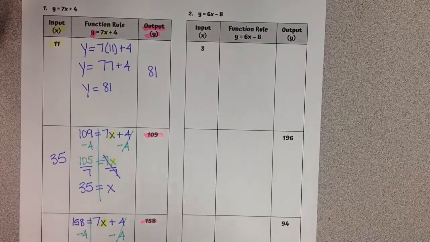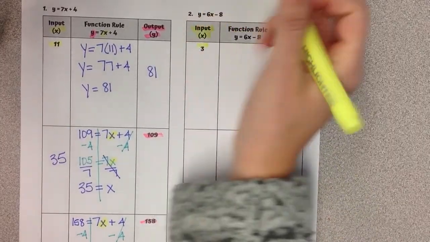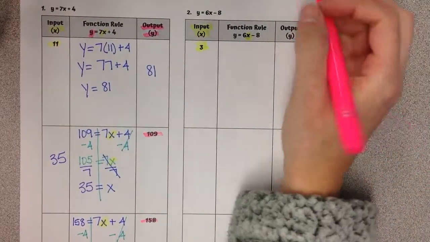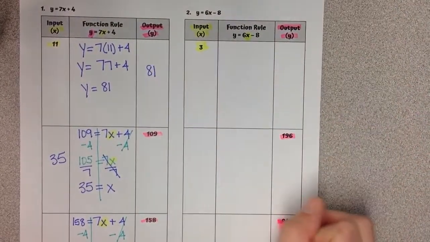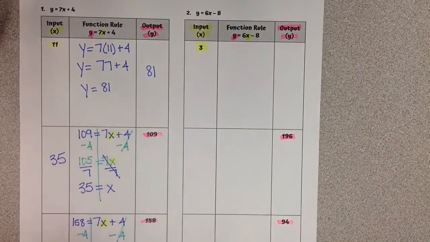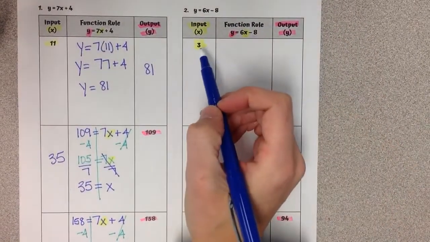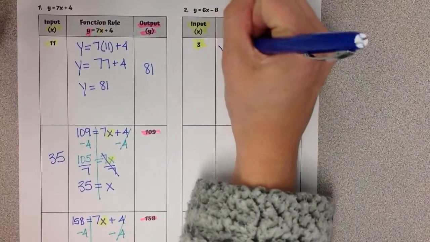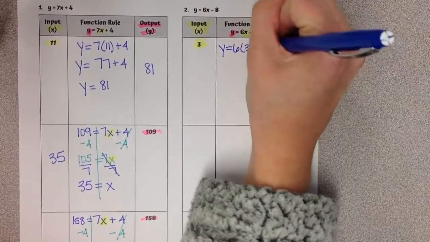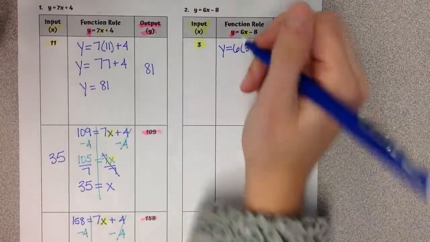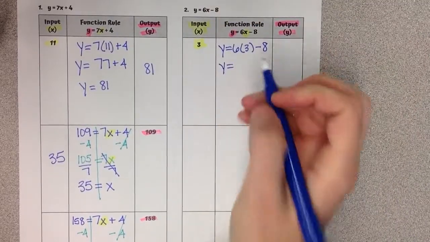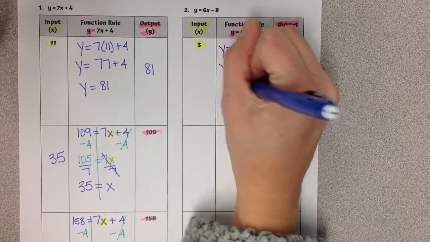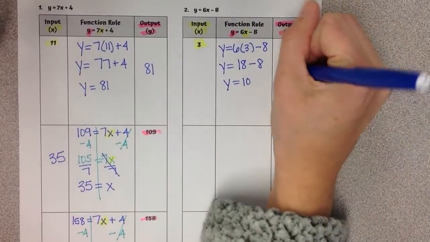So again, I'm going to highlight my input, my x values, and note where that is in the equation, and I'm going to highlight my output values, and note where that is plugged in the equation. So again, first starting with the input, that's pretty easy just to plug in where x is. So we don't know y, but we know that x is 3. So we're going to evaluate. Y equals 6 times 3 is 18, minus 8, y equals 10.